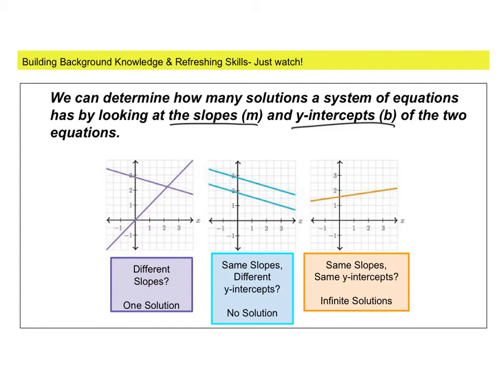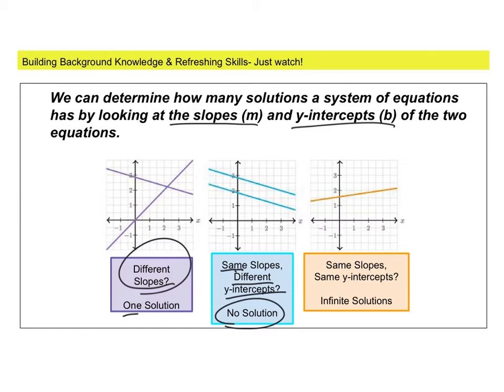So if there are different slopes, there is only one solution. So that's the first thing you should look at. If the m's are different, well, this equation has one solution. Now if they have the same slopes, but they have different y-intercepts, then there's going to be no solution because those lines are going to be parallel. Same slope, right? But different y-intercept. They're going at the same rate, but they're at different parts on our graph.